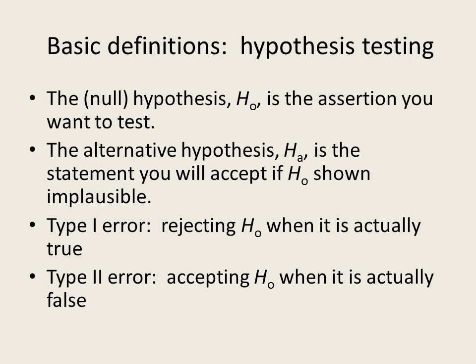Some basic definitions in a hypothesis test. First, we have the null hypothesis, often written as H0, and it's the assertion that you want to test. Now, mind you, you might be rooting for the alternative hypothesis, but we can only set certain kinds of statements up in a null hypothesis, and then we will, at the end of a result, be forced to take the alternative hypothesis.